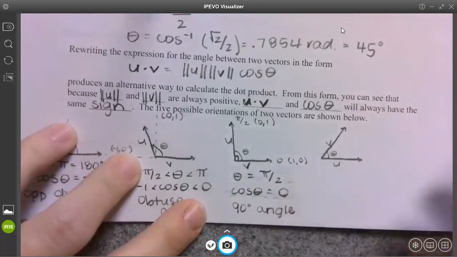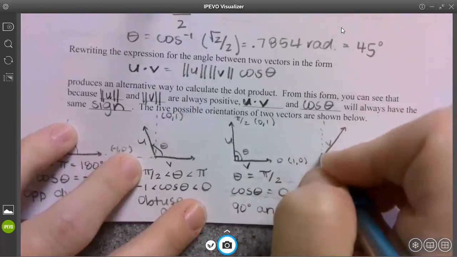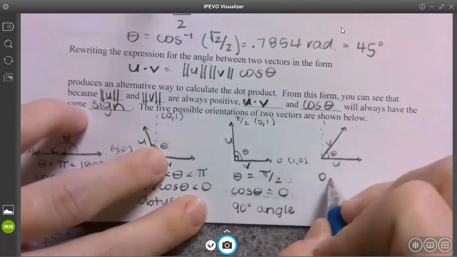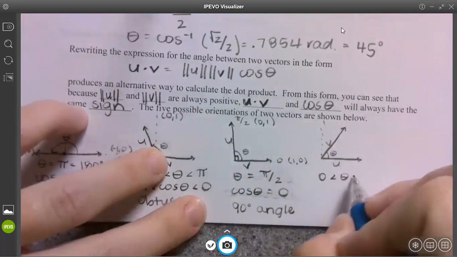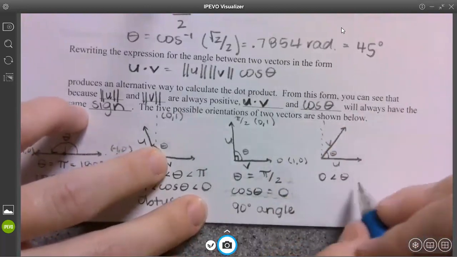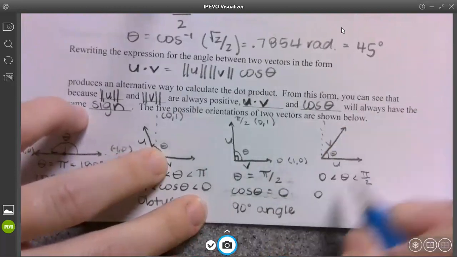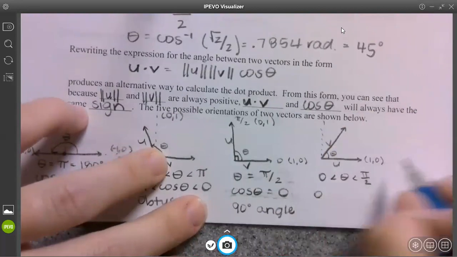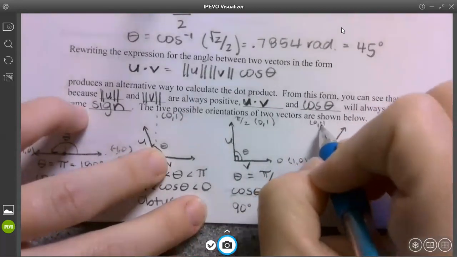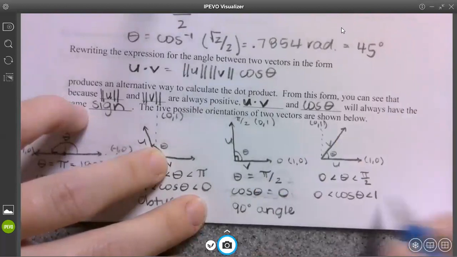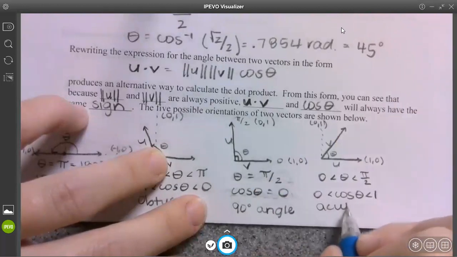Theta, U, and V. This one is the one between 0 and pi over 2. And cosine will be between 1 and 0, or 0 and 1, because this is an acute angle.